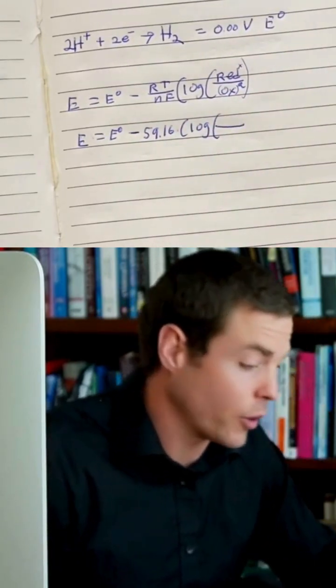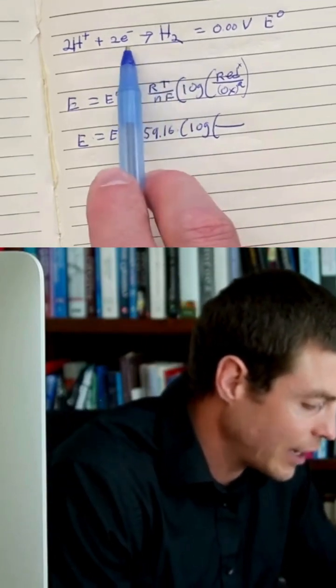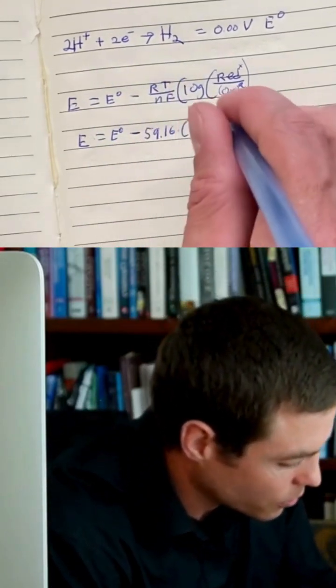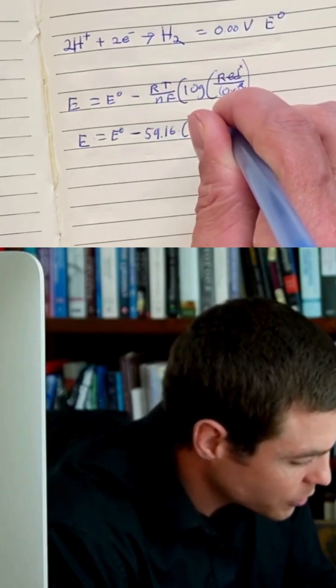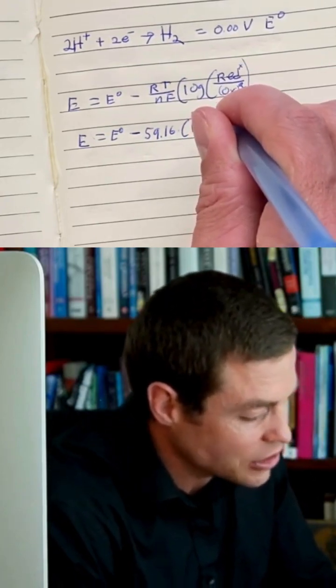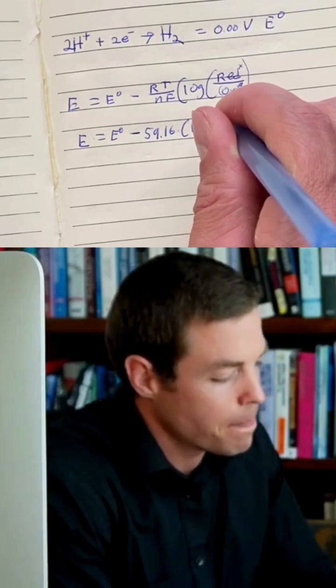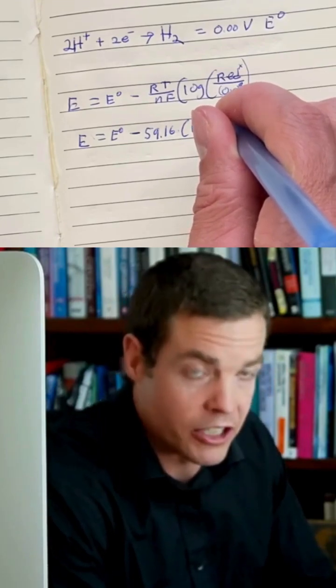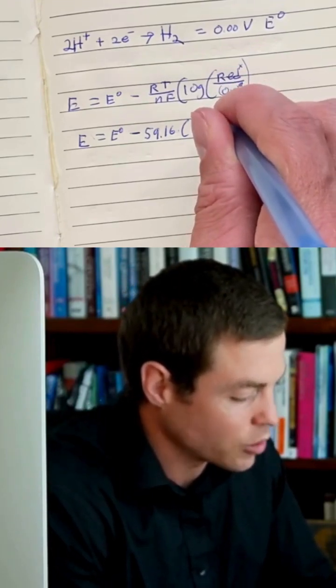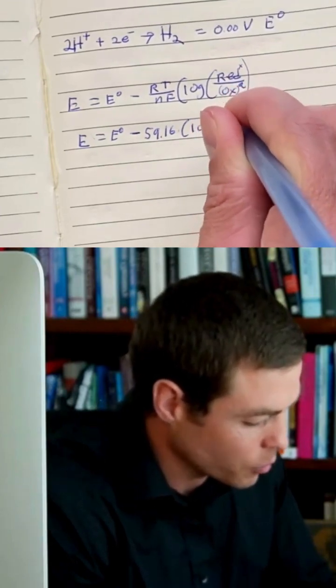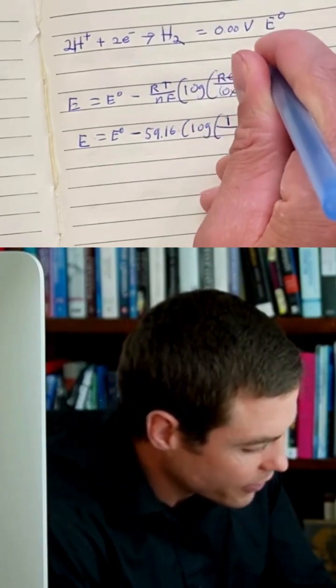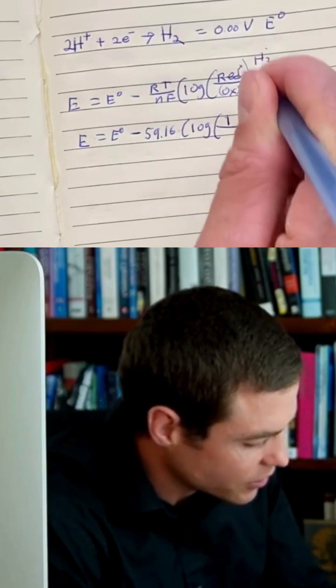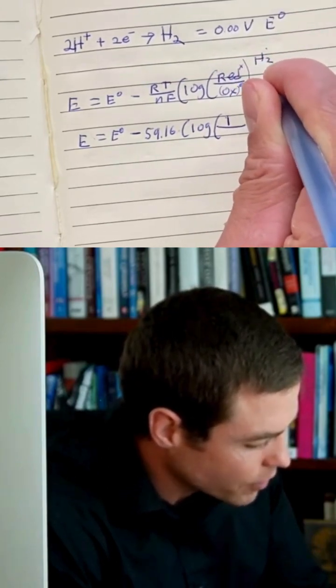So let's look at our equation. Our reduced species is hydrogen gas because that received the 2 electrons. So we put our H2 here. Well, we have to think, what is the pressure? We're just going to say it's going to be 1. So I just want to put out here, this is going to be the H2 concentration, and this was the H plus concentration.